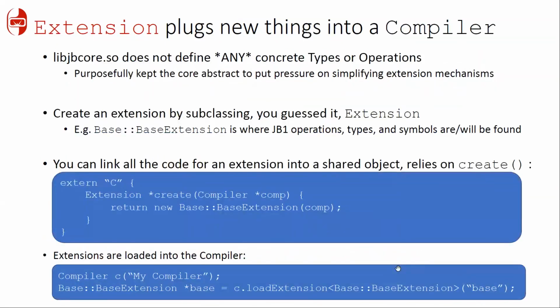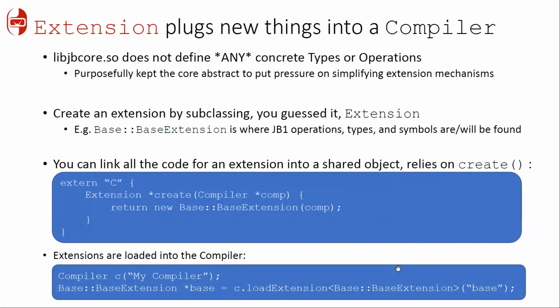All right, so extensions plug new things into a compiler. As I mentioned before, libjb core doesn't really define any concrete types or operations to be able to do anything, so as a library, it's not all that useful by itself. I did that purposefully because I wanted to put pressure on how easy it was to extend and add new types and operations.